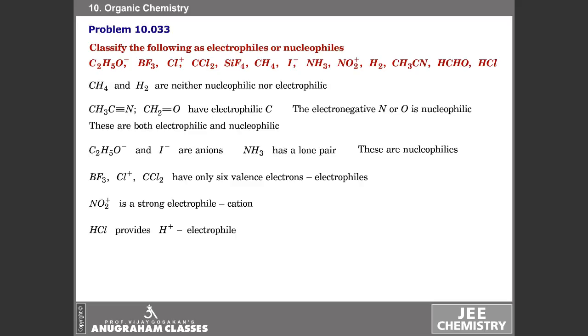In HCl, we have a classical example of a Bronsted acid. This can give a proton. A proton is electrophilic. It no doubt gives a Cl- also, but being very stable, chloride is a very weak nucleophilic reagent. And therefore, HCl becomes an example of an electrophile.